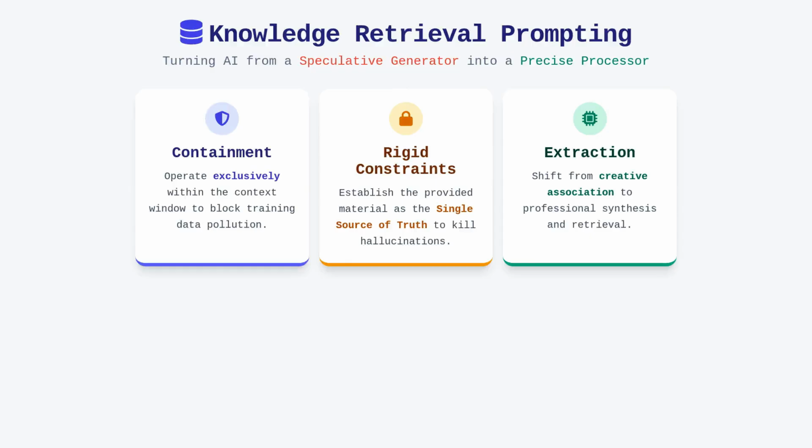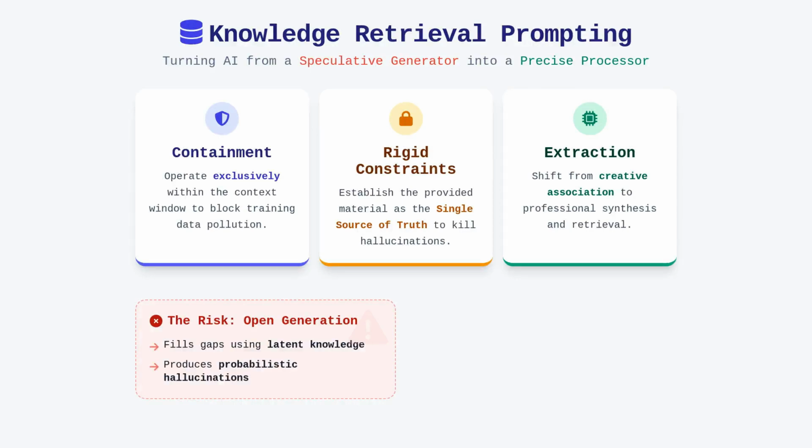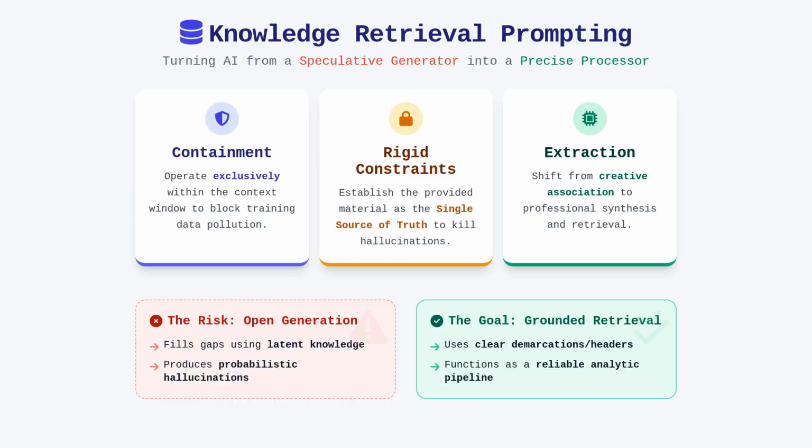If you fail to explicitly instruct the model that its output must rely solely on the provided text, it will frequently fill gaps using its latent knowledge, which leads to hallucinations. By defining your input boundary, using clear demarcations or header labels for the data being analyzed, you effectively shift the model's focus from creative association to extraction and synthesis. This transition from open-ended generation to grounded retrieval is what separates a professional tool from a casual chatbot experiment.